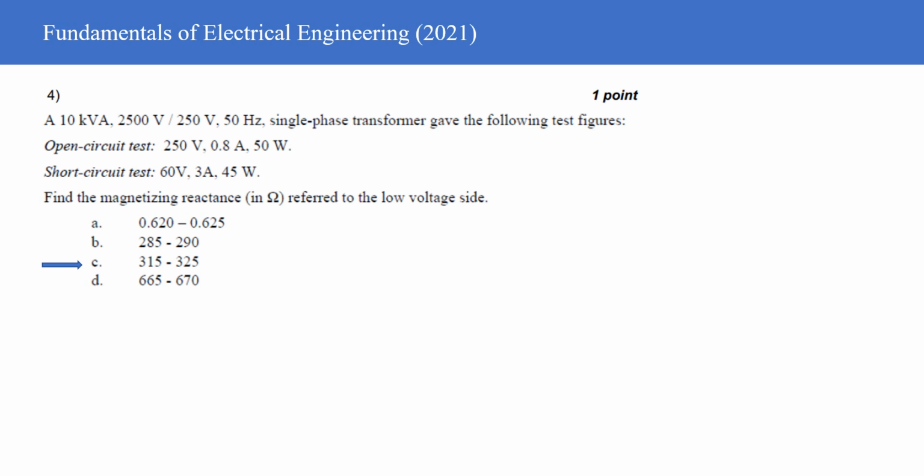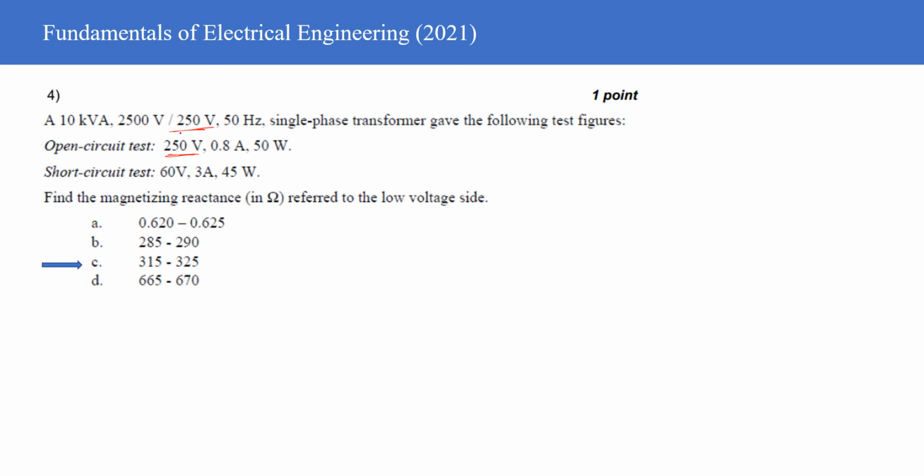So whenever you are doing the open circuit test, it has to be on the low voltage side, right? Now why is it so? Because you need to impress a smaller voltage. So the open circuit test is always conducted on the low voltage side.